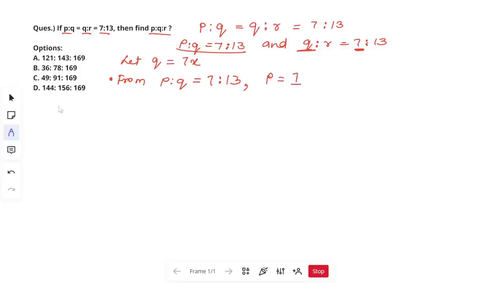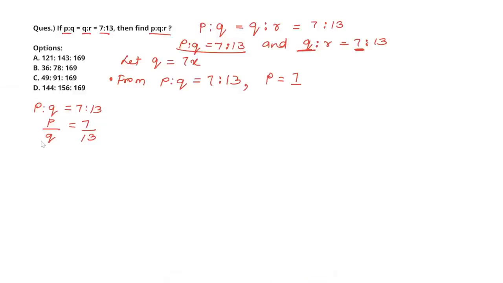I'll tell you quickly if you have not understood. P is to Q is 7 is to 13, right? Which can also be written as P by Q is 7 by 13, right? So what we are trying to find out is P. So P can be written as 7 by 13 Q, right? So that is what we are doing here. So P is 7 by 13 Q.